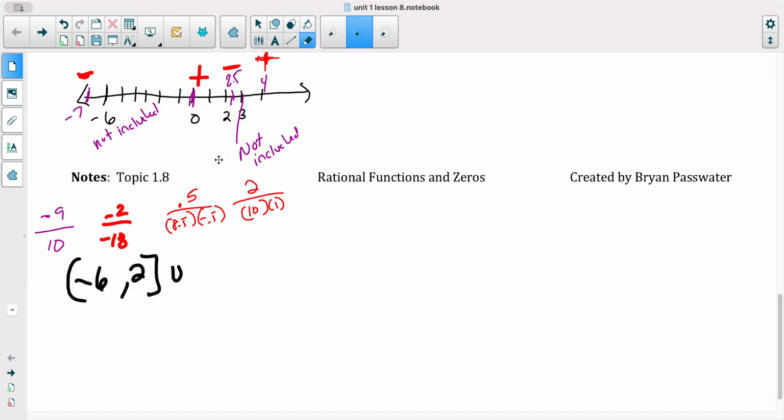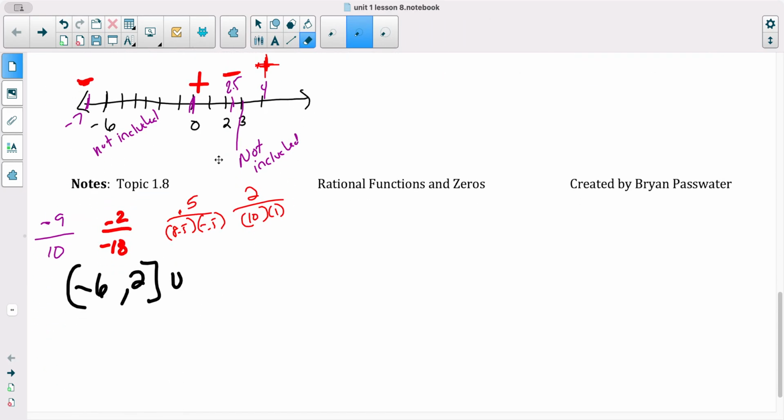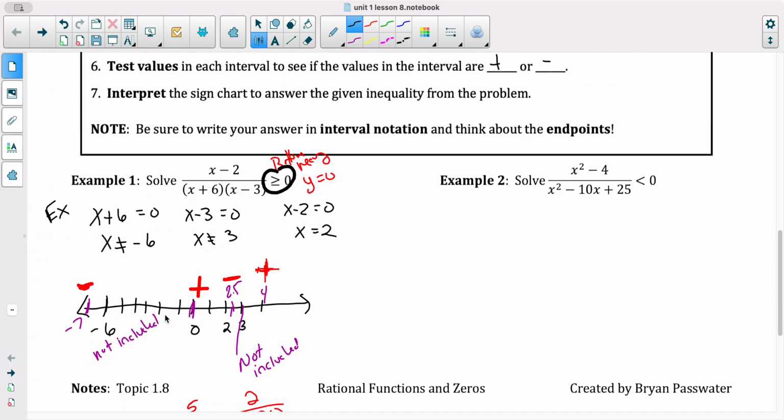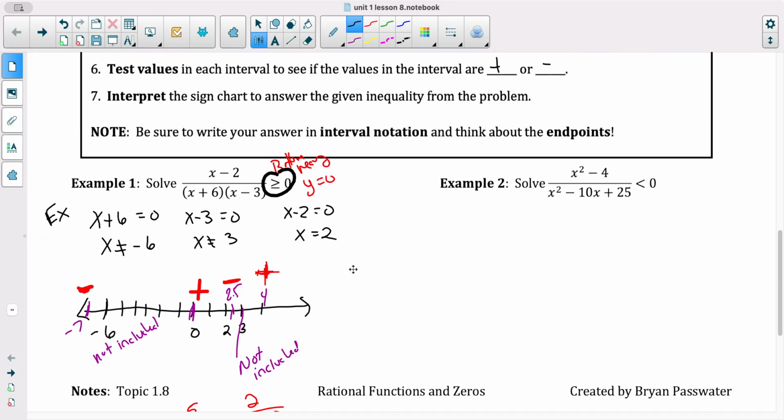Or is 3 one of my no-nos? Nope, 3 is one of my no-nos. I can't include that one either. So that would be 3 to infinity. And that's how we write the interval notation for that. So not included means you're just going to be putting a regular parenthesis instead of a bracket. Okay, so let's try another one. Again, these take a little bit of time. I get that, and we will have plenty of time in class to work on them.